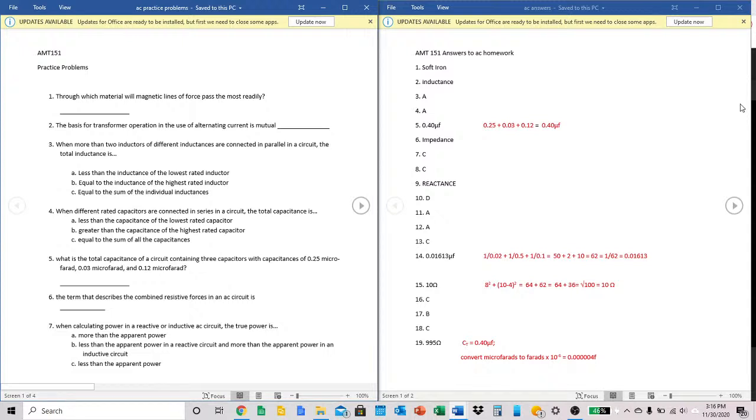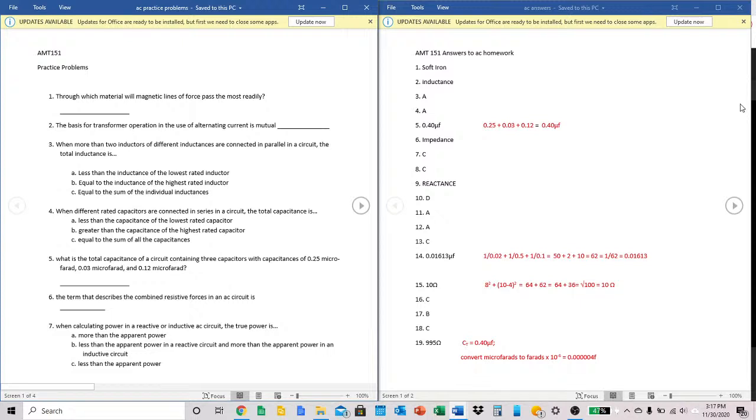Number 3, the answer is A. When more than 2 inductors of different inductances are connected in parallel in a circuit, the total inductance is A, less than the inductance of the lowest rated inductor. Number 4, when different rated capacitors are connected in series in a circuit, the total capacitance is A, less than the capacitance of the lowest rated capacitor. Number 5, what is the total capacitance of a circuit containing 3 capacitors with capacitances of 0.25 microfarad, 0.03 microfarad, and 0.12 microfarad?